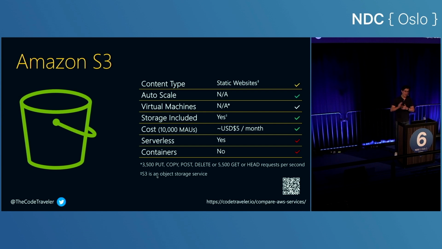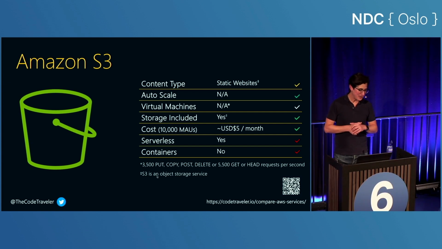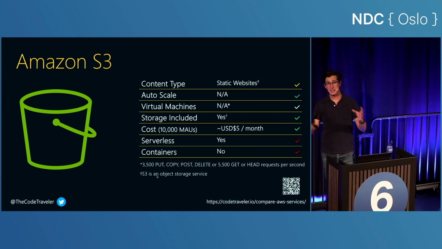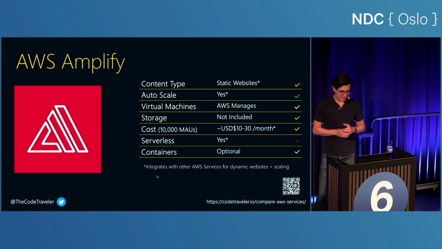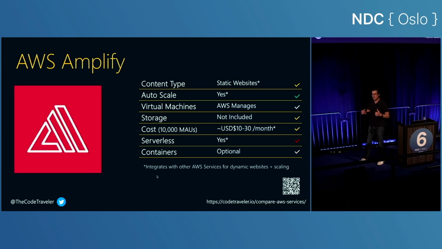So again, only for static websites. You can get away with paying a pretty cheap fee every month, but keep in mind these limits on the GET requests, the POST requests, because if your website gets super popular, you might end up needing to shift over. And for something like that, we could go to AWS Amplify.